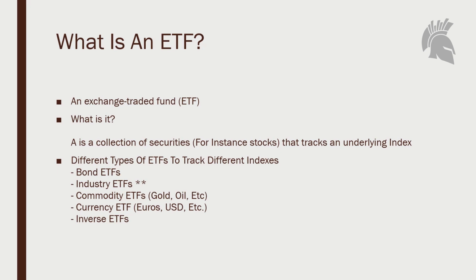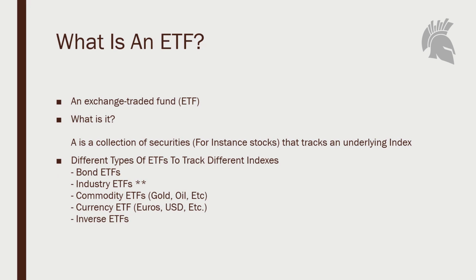The great thing about that is it's cheaper to obviously buy and sell the ETF rather than the individual names, and it's a lot easier to manage. So there are different types of ETFs. There's bond ETFs, there's industry ETFs, which is kind of what I've been talking about, commodity ETFs like gold and oil, currency ETFs for Euro, USD, and inverse ETFs.